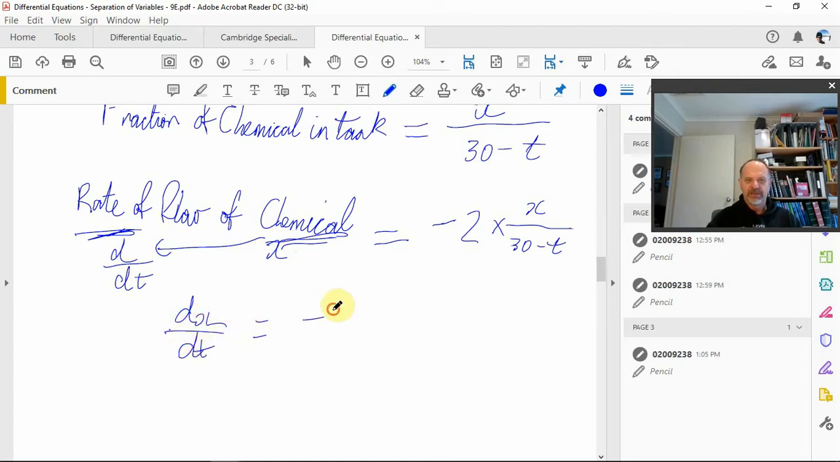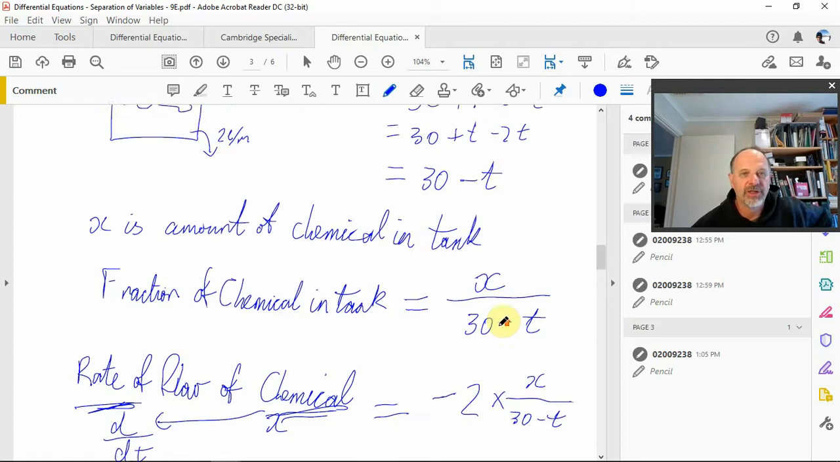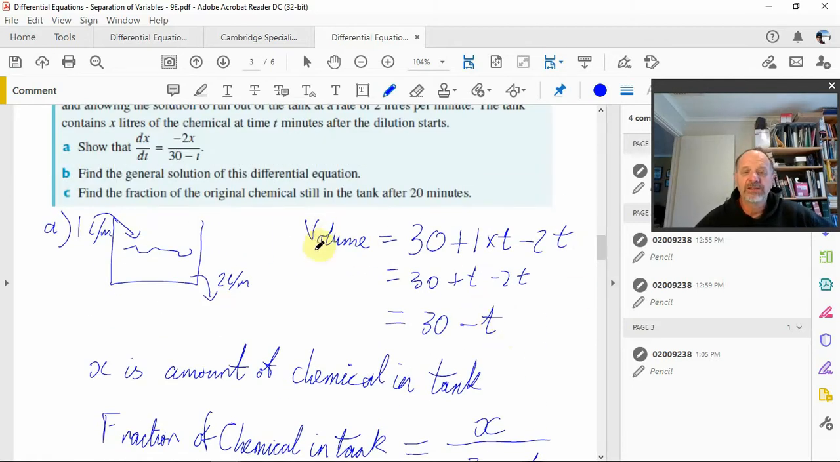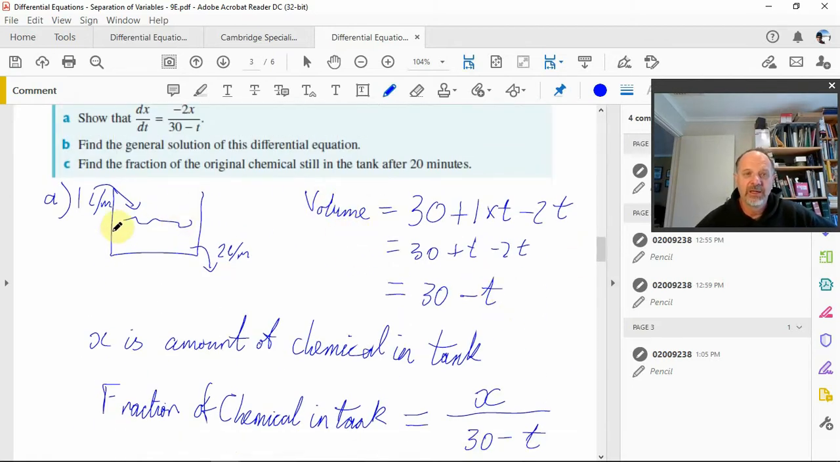And so it's negative 2x over 30 minus t, which is what we were asked to show in the first place. We were asked to show that. All right, so what do we know? We know the volume of the tank at any time.